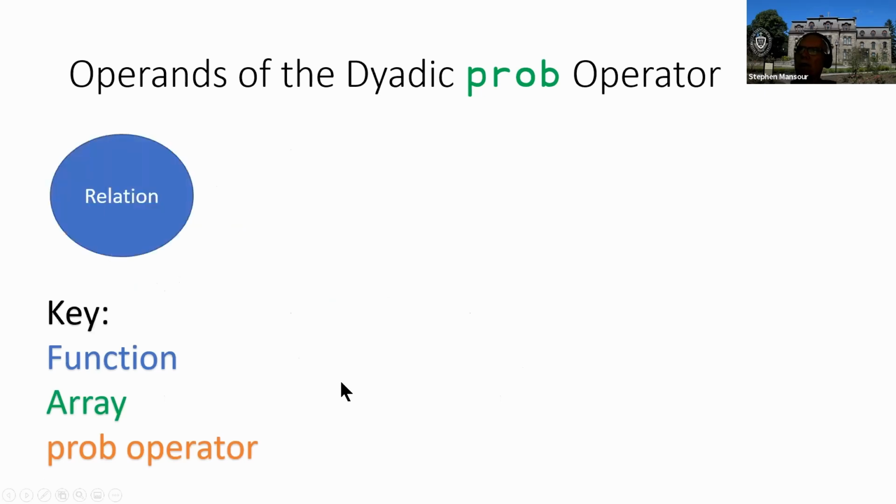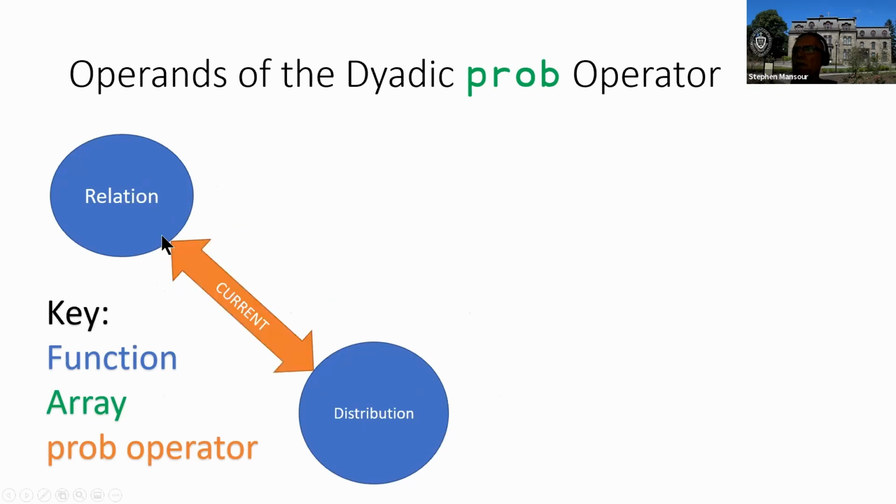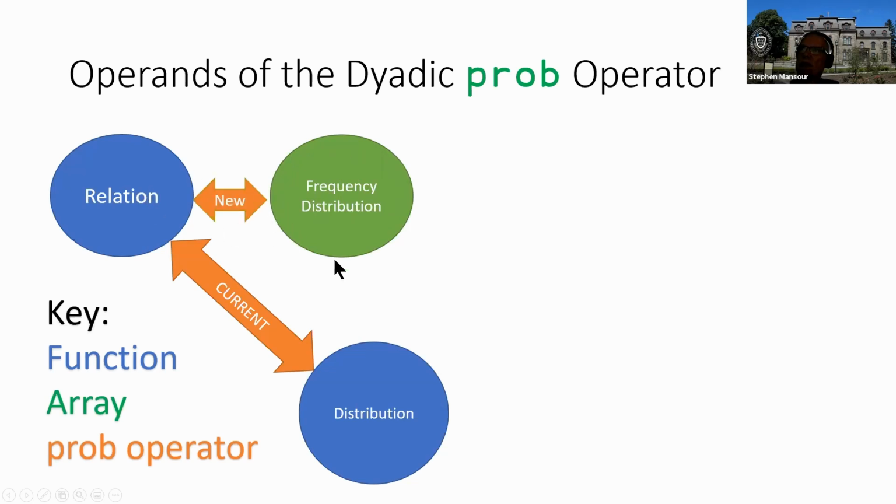So in the current method, we pair a relation with a distribution, and the current probability operator pairs those two operands together. And that was the current way that this is done. Now we can expand that. One way is to take a frequency distribution, and this is a way we can set up a custom distribution. It has to be a discrete distribution, and this is a new way to do it. We can just treat the frequency distribution as the left operand without any parameters.